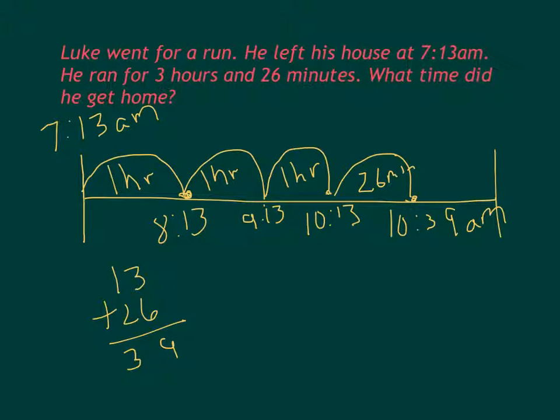Now, if that's a little confusing, you could split the 26 up, and you could do 7 minutes, and that would get you to 10:20, and then you have another 19 minutes to add. But either way, that's how you would find the end time when elapsed time is given and the beginning time is given.